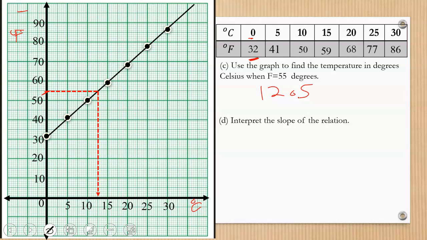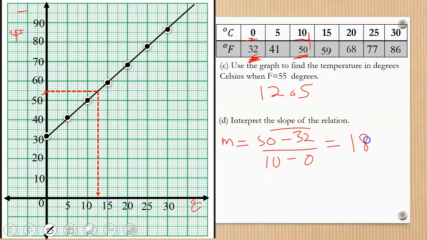Then the next question says to interpret the slope of the relation, which means you are to find the gradient. So I'll pick 2 values from the y-axis and 2 from the x-axis, any 2 at all, to work it out. We know that gradient is always equal to change in y over change in x, so if I choose 50 minus 32 over the corresponding x values 10 minus 0. I prefer the 0 because it makes the work easier for me.